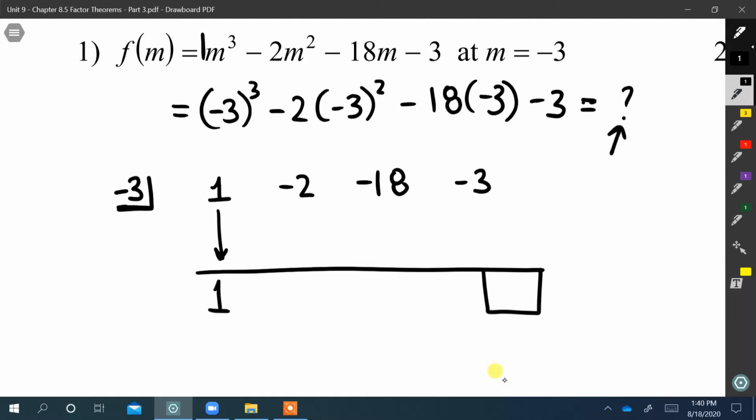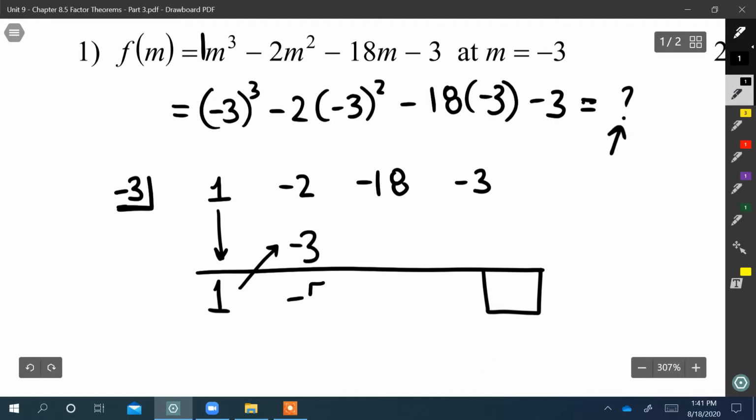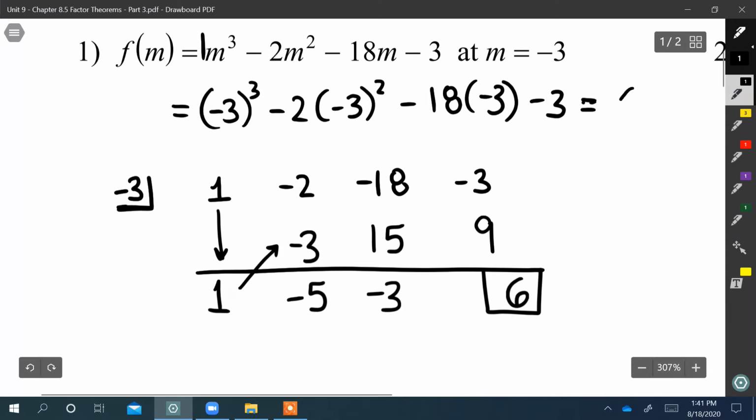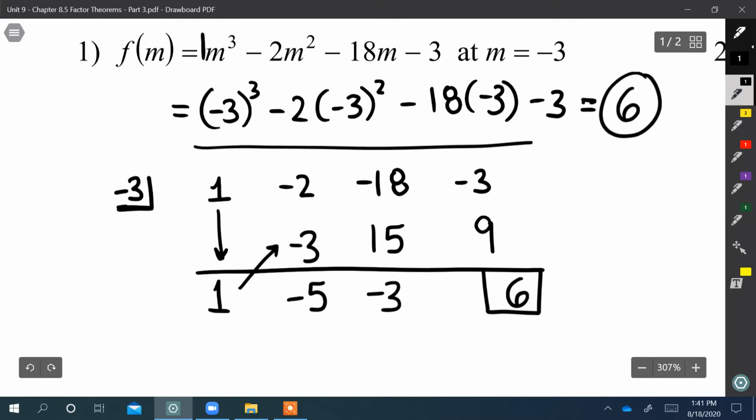We bring this 1 down. The -3 times 1 will be -3, and then -2 plus -3 will be -5. Then -3 times -5 will be 15. Then -18 plus 15 will be -3. And then finally -3 times -3 will be 9. -3 plus 9 will then be 6. So what we actually get is 6. If I would have done all this math, I would have gotten 6.